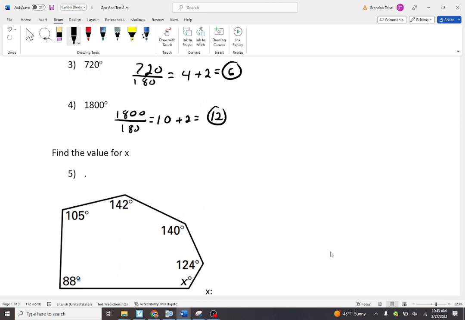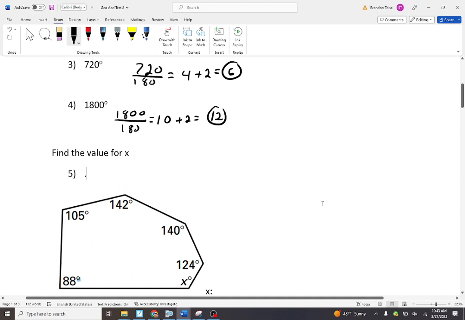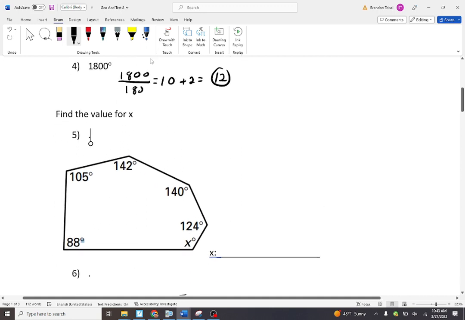All right, let's talk about the next one. First off, how many sides does this shape have? 1, 2, 3, 4, 5, 6. The best way to count how many sides it has is to count how many angles it has, because the number of angles and sides will always be equal. In this case, 1, 2, 3, 4, 5, 6. There are 6 angles, so we know this is a 6-sided shape, or a hexagon. It doesn't look like a normal hexagon, but that's okay.